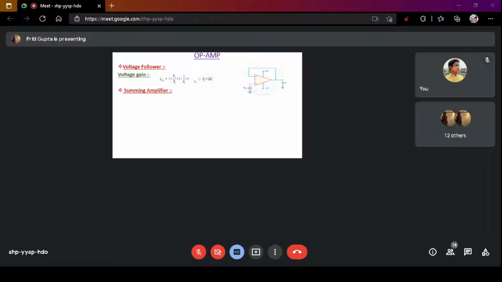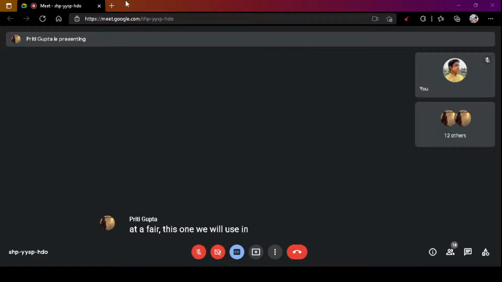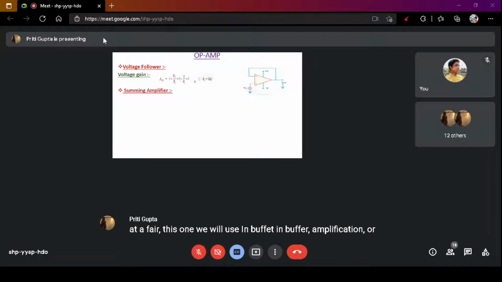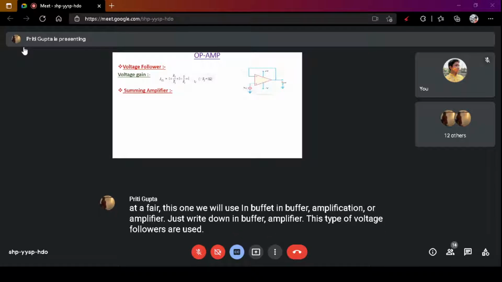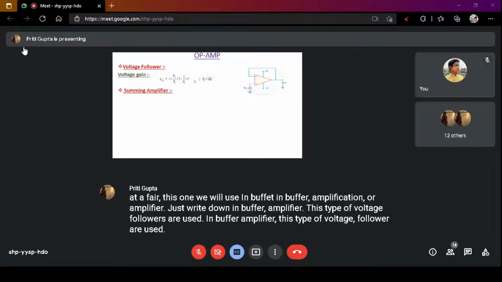Where will we use this one? Just write down: in buffer amplifier, this type of voltage followers are used.